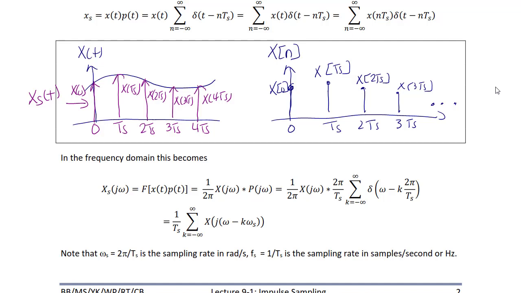Note that ωs is equal to 2π over Ts, is the sampling rate in radians per second, or fs equals 1 over Ts is the sampling rate in samples per second, or hertz.